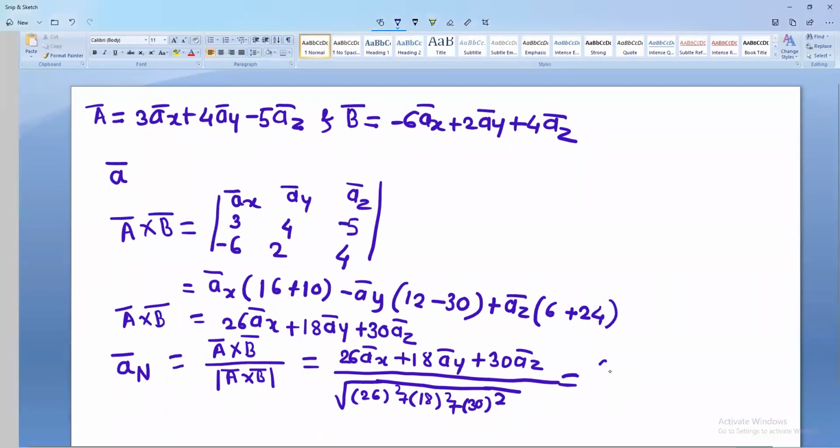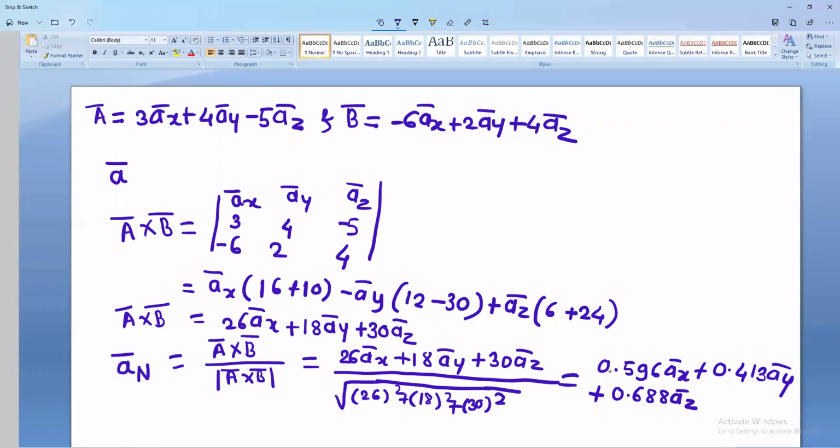0.596 a bar x plus 0.413 a bar y plus 0.688 a bar z. Right. The answer is right. Okay.